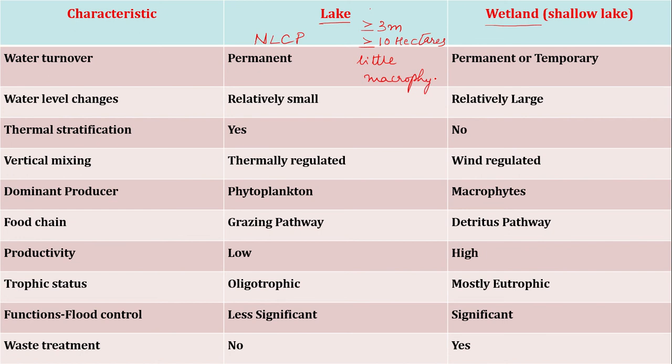Wetlands in turn are the exact opposite. They are very shallow. The depth can be less than 3 meters. They are very rich in nutrients. They are also abundant in macrophytes. So you can just go through some of the differences that are present between a wetland and a lake over here.